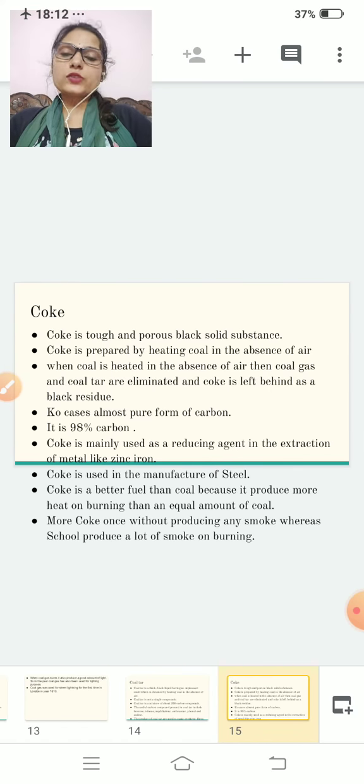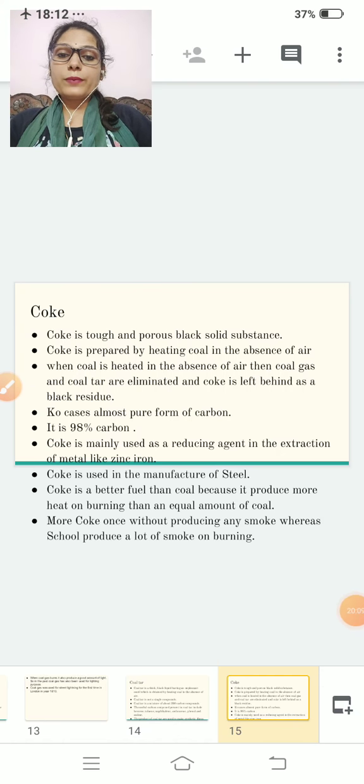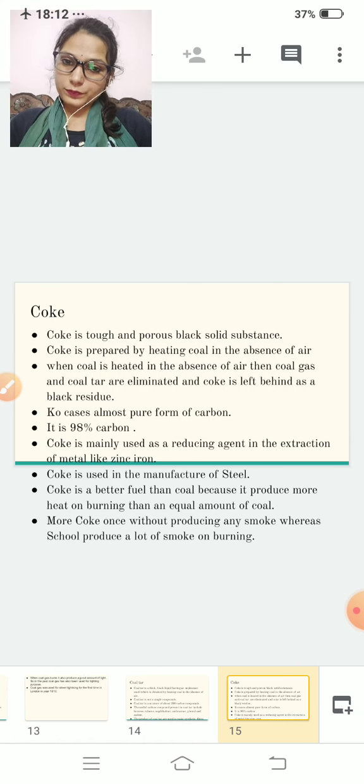Now the last one is coke. Coke is a tough and porous black solid substance. Coke is prepared by heating coal in the absence of air. When coal is heated in the absence of air, coal gas and coal tar are eliminated, and whatever is left is your coke.